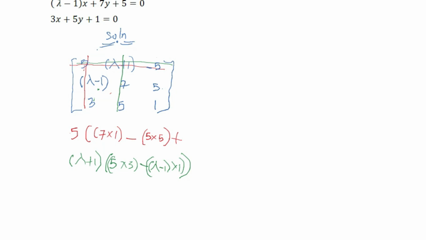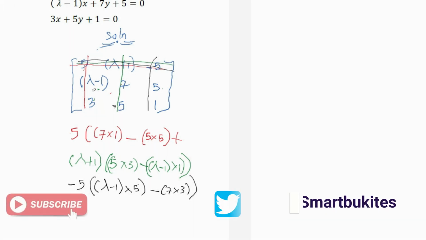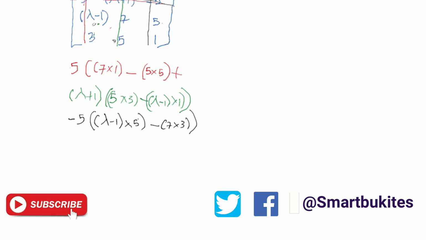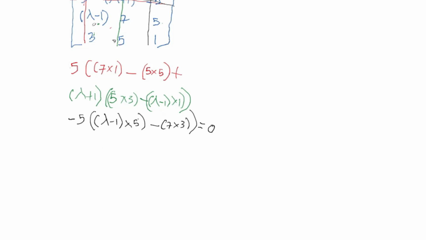So now for the last column, we are going to be cancelling out this and this, right? So we are having these two here. So for minus 5, we are going to be having minus 5 lambda. Now we are going to be starting from right to left. It's only the one at the middle that will be starting from left to right. Open bracket lambda minus 1 multiply by 5 minus 7 times 3 close brackets. So this is what we are having, and all this is equal to 0. We are going to equate our matrix to 0.